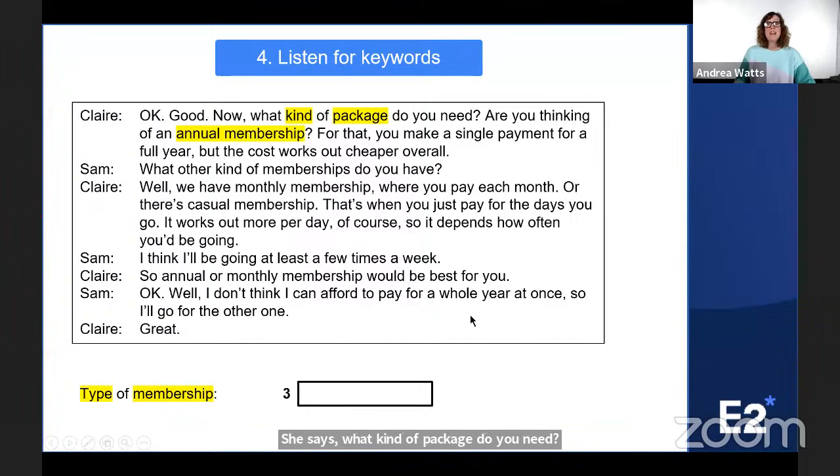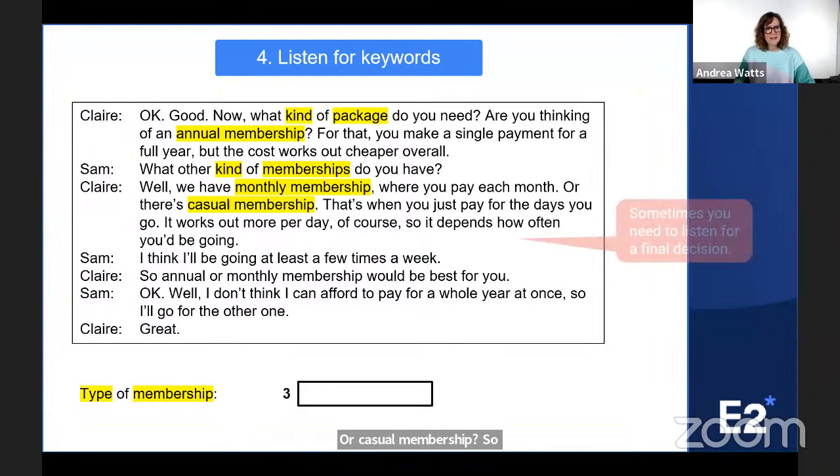Are you thinking of an annual membership? But he says, what other kind of memberships do you have? She says, well, we have monthly or casual membership. So this conversation is going on a little bit.